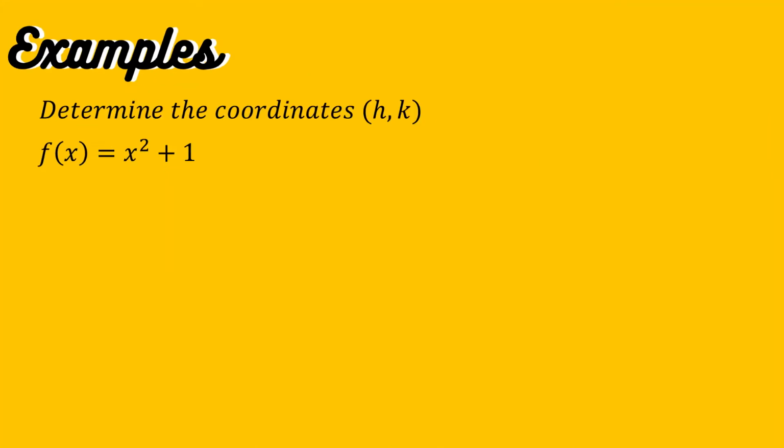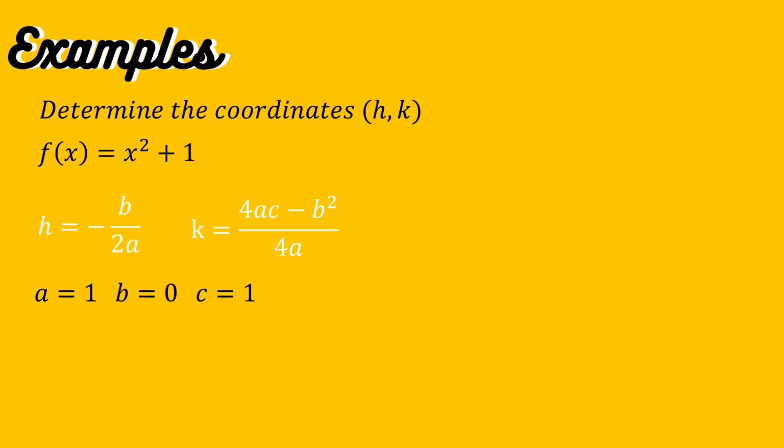So now, for our examples last time, we have to determine the coordinates of h and k. But look at our example. The example is not in vertex form, but rather it is in our general form. So to determine the coordinates, we will be using the formula h is equal to negative b all over 2a and k is equal to 4ac minus b squared all over 4a.